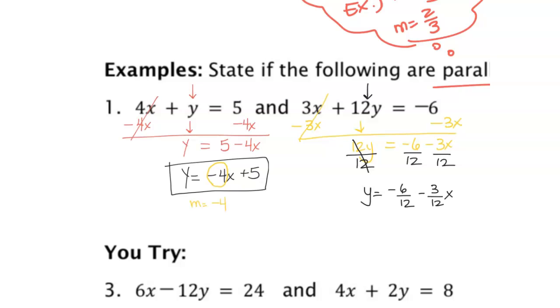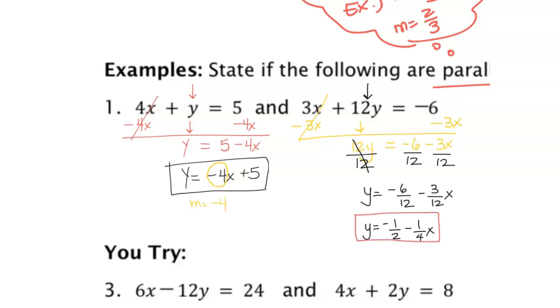Okay, we have some reducing to do for our fractions. So y equals negative 6 over 12, this reduces to negative 1/2, and then minus 3 over 12 reduces to 1 over 4x. If you want to, it's a matter of preference, we can leave our answer just like this.